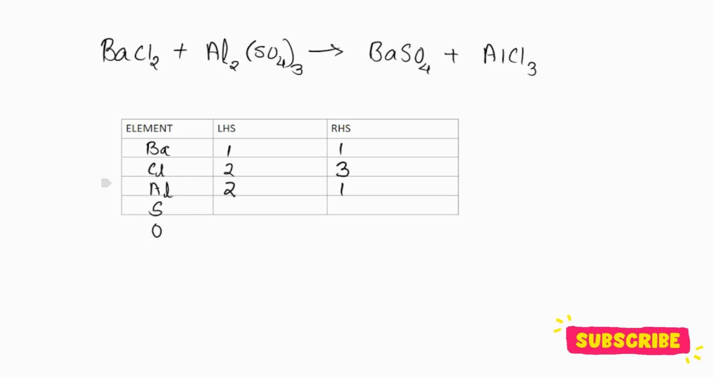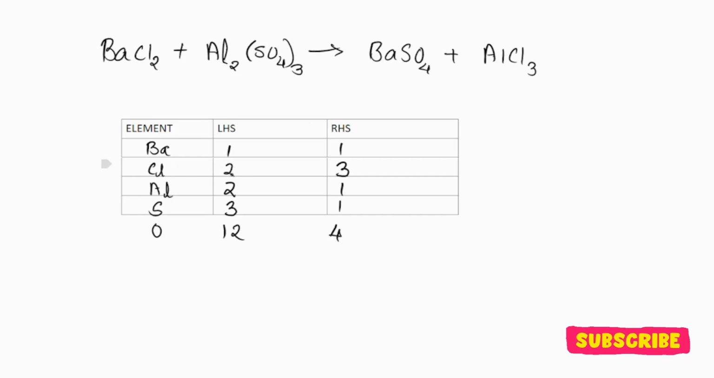Sulfur, here you'll see that the bracket is there, and if you open the bracket, sulfur will be 3. And here sulfur is 1. This 4 applies only for oxygen, not for the sulfur. Oxygen here is 4 3s are 12, and here it is 4. So we have written LHS and RHS. Now let's try to balance the given chemical equation.